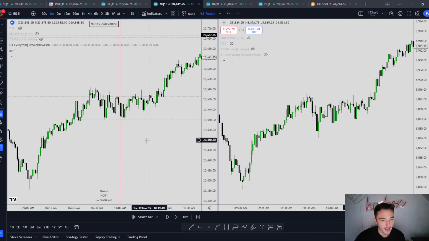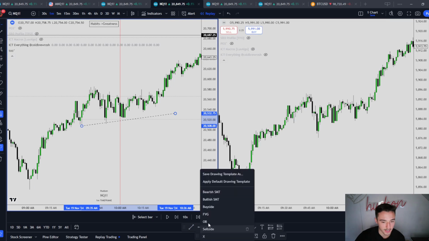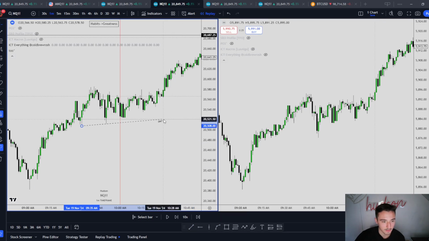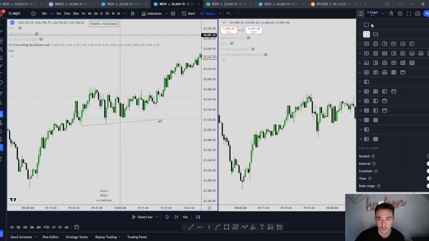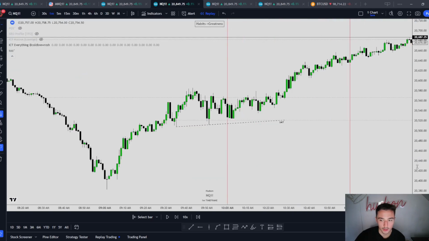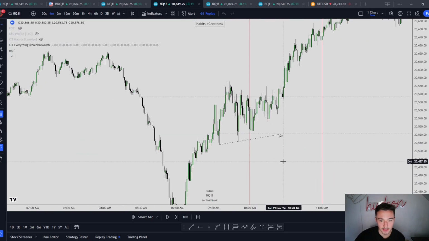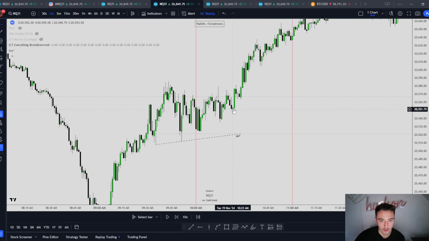So do we have an SMT? Yes, right here at this low, right? SMT throughout here, bullish SMT. Okay, so we do have an SMT. Do we have a presented fair value gap at 10 a.m.? No. Boom, displacement right here. Fair value gap at the 10 a.m. hour.